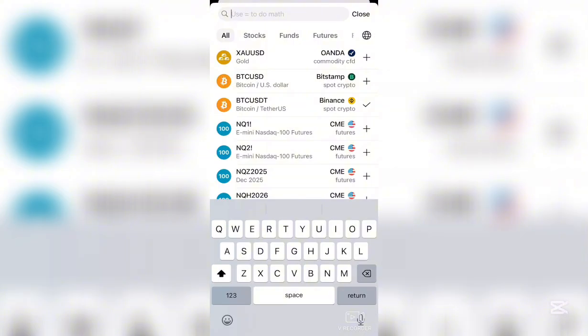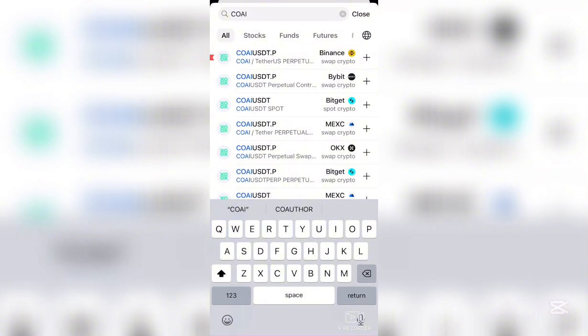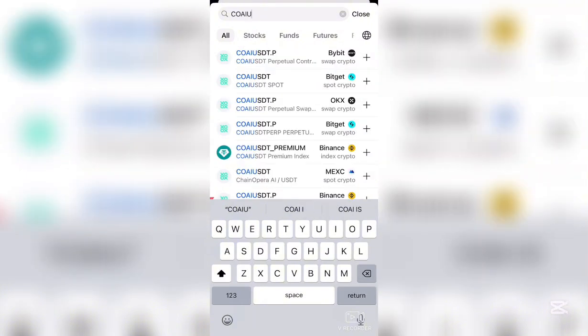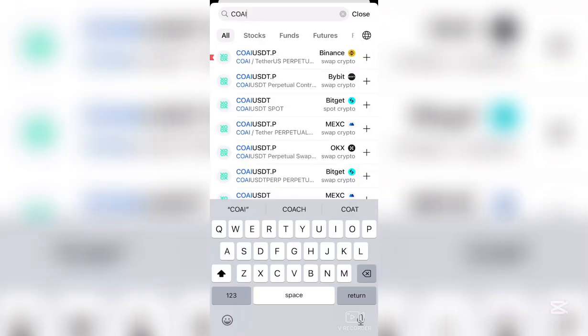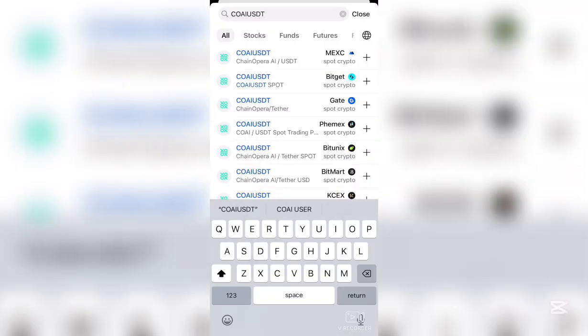So this is what you do. When you get any crypto you want to add to your watch list, what you do is that you type. So let's type one of the prophetic coins. Let's use COAI. So COAI is the base, remember? Then you add the quote, USDT. I hope you get it.